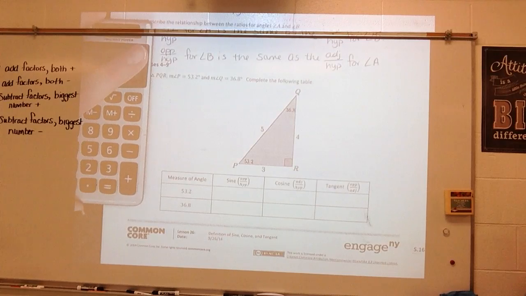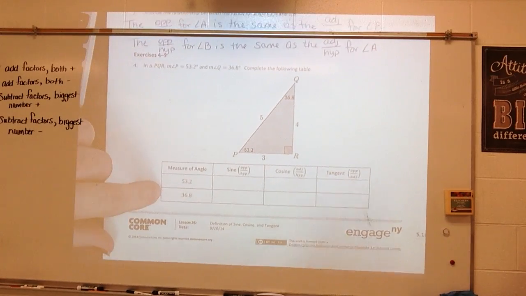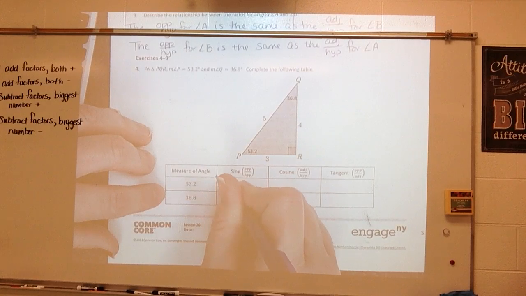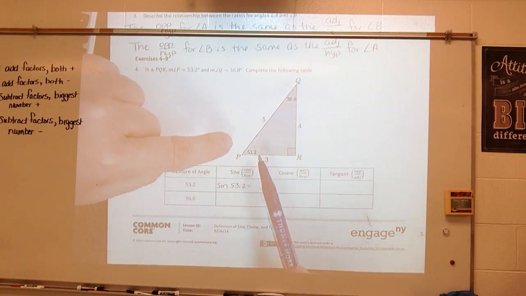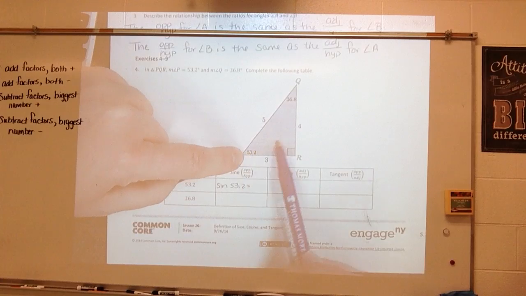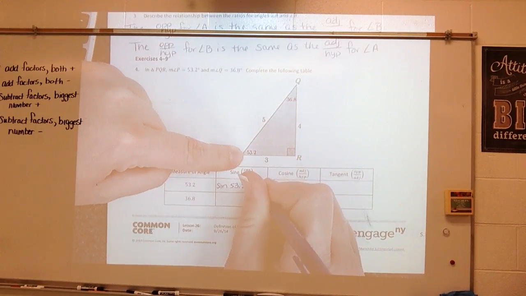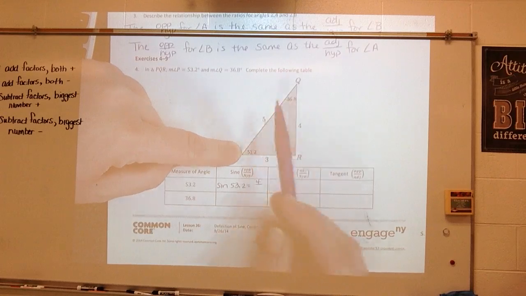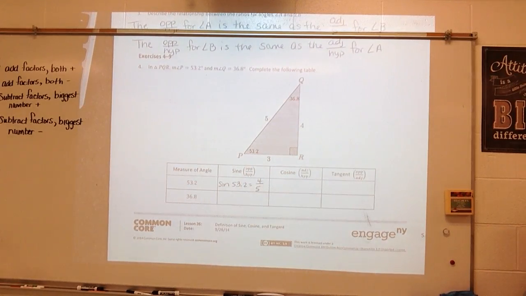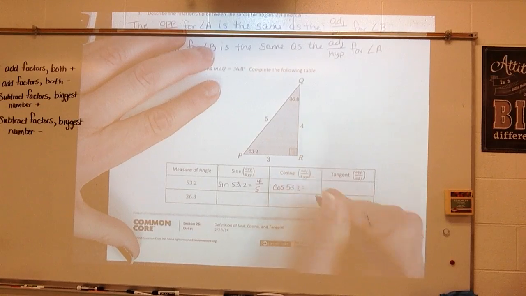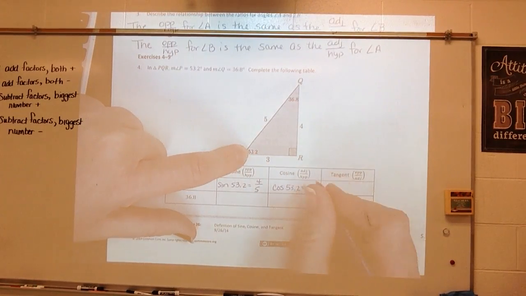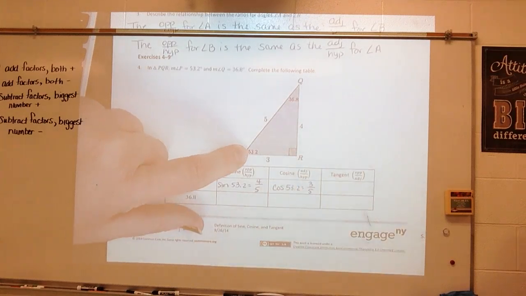So we're going to look at the sine of our 53 2/10. So I'm looking at this angle here. The opposite is 4, and the hypotenuse of my triangle is 5. So the sine of this would be 4/5. Let's look at cosine. So we're going to look at the cosine of 53 2/10. The adjacent is 3 over the hypotenuse, which is 5.